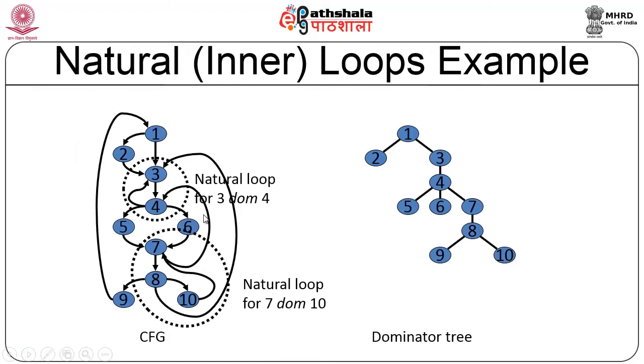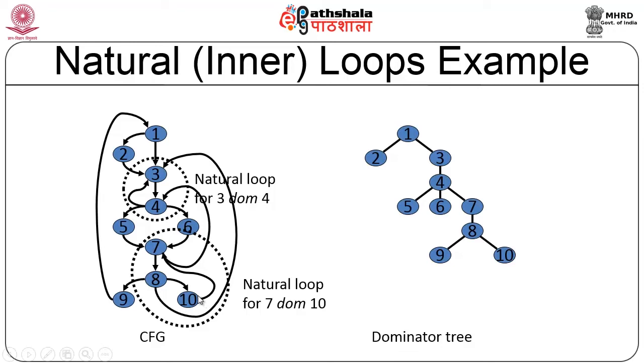So, here this is a natural loop for 3 dominating 4, which we have already seen, and this is the one for 7 dominating 10. There is a back edge from 10 to 7. So, what will be there in the path? 7 to 8 and then 8 to 10 and then 10 to 7. So the nodes in the loop will be 7, 8 and 10.